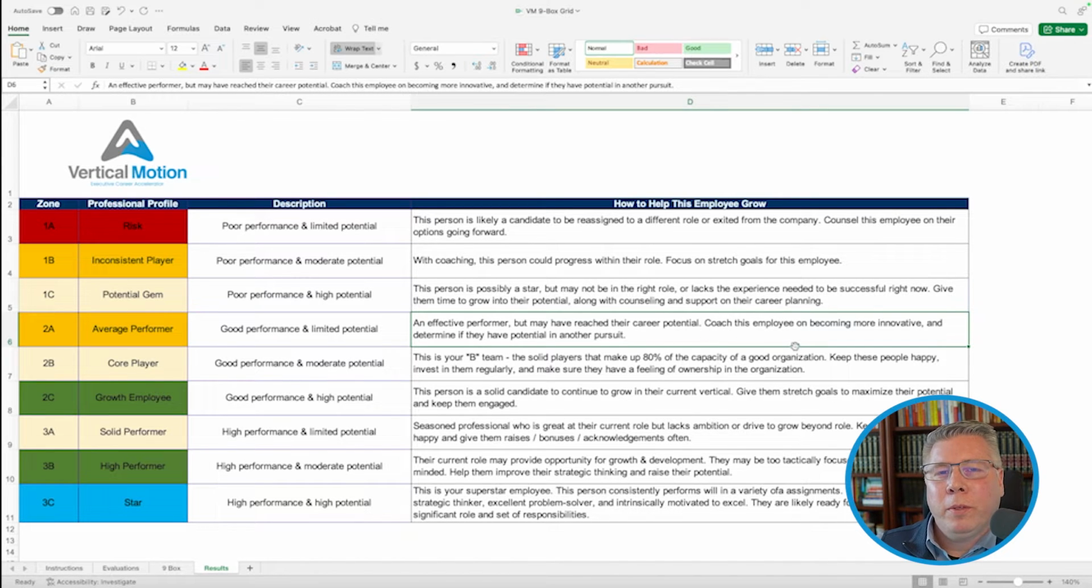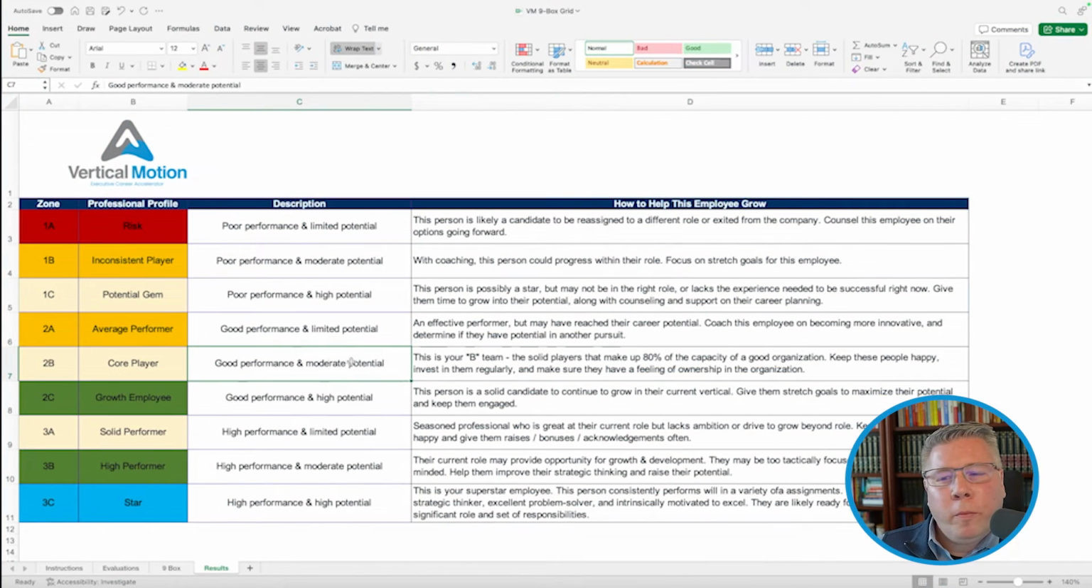You want to coach this employee to see if you can get them to have more potential. And in the areas that I find most people need to work on is being more innovative in their approach and determine if they have potential in this role or maybe in a different pursuit. So maybe they're really great for finance, but they're stuck in the engineering department or something like that.